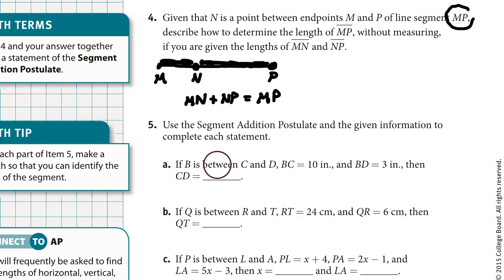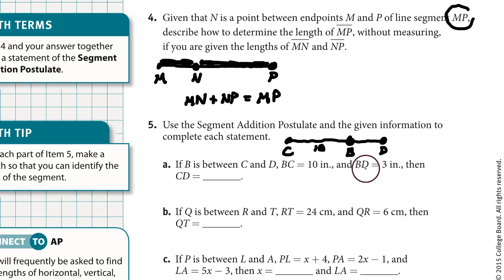We're told B is between C and D. Let's make a quick sketch of that. It doesn't have to be perfect or anything. We just want to know visually what's going on. So we have C and D. We're told B is between there. So somewhere between them, I'm going to put B. We're told that BC is 10 inches. So from B to C, this first piece, label 10.